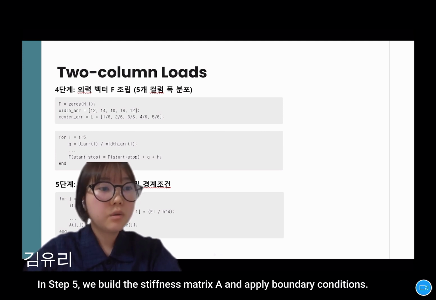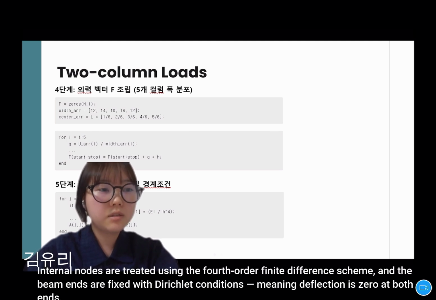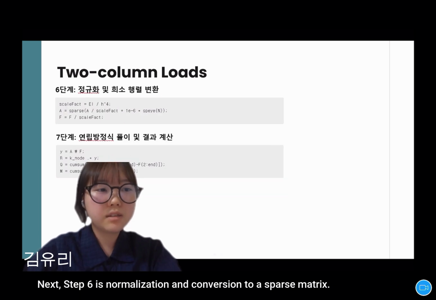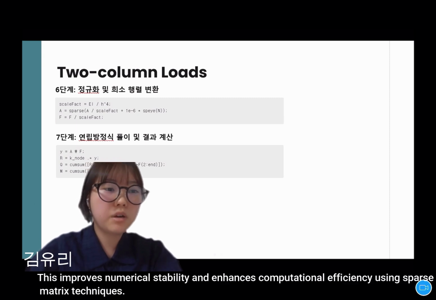In step 5, we build the stiffness matrix A and apply boundary conditions. Internal nodes are treated using the fourth order finite difference scheme, and the beam ends are fixed with Dirichlet conditions, meaning deflection is 0 at both ends. Next, step 6 is normalization and conversion to a sparse matrix. This improves numerical stability and enhances computational efficiency using sparse matrix techniques.